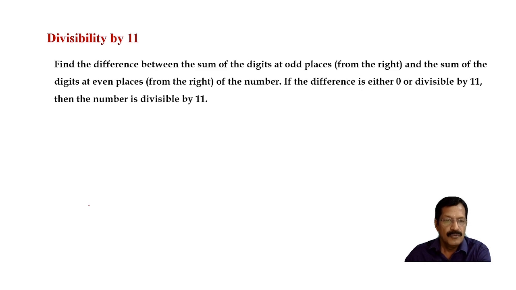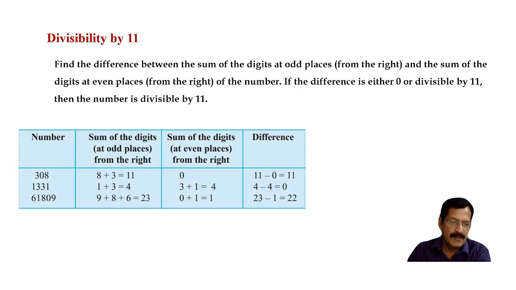Now, divisibility by 11. Find the difference between the sum of the digits at odd places from the right and the sum of the digits at even places from the right side of the given number. If the difference is either 0 or divisible by 11, then the number is divisible by 11. Let us have some examples with it.